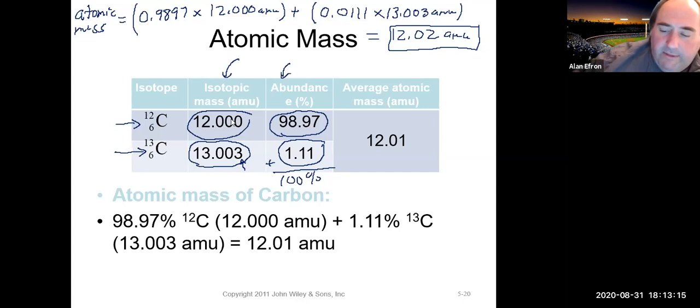It's important to remember that although this is the number that we do see on the periodic table, the 12.01, you will never find a carbon atom that has a mass of 12.01. You will either find one that has the mass of carbon 12, which is 12, or you'll find one that has the mass of carbon 13, which is the 13.003. Again, what we see on the periodic table is average atomic masses, and in most cases, we just call it the atomic mass, but it technically is an average value of all the naturally occurring isotopes.